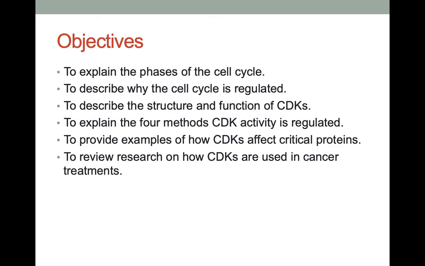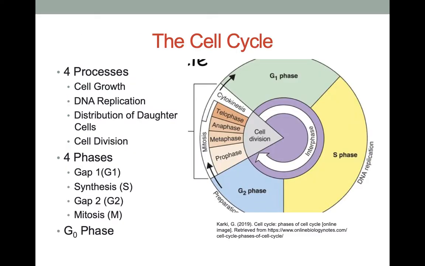And the objectives for this lesson or this activity. First, I'd like to be able to explain the phases of the cell cycle. We got to understand some background stuff before we get into some detail. Next, we're going to describe why the cell cycle is regulated. We'll also describe the structure and function of the cyclin-dependent kinases. And then we'll look at the four methods in which CDK activity is regulated. We'll look at a couple examples of how CDKs affect critical proteins within the cell cycle. And then we'll review some research on how CDKs are used or affected in cancer treatments.